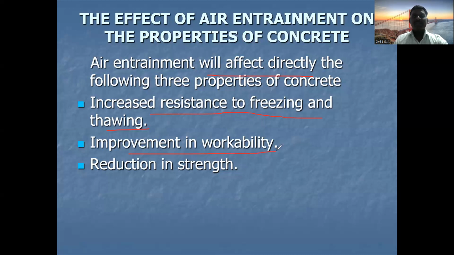The improvement in the workability. Again, the effect of air entraining is improvement in workability. Workability of concrete is nothing but the flowing of the concrete. And the reduction in the strength. So these are the effects of air entrainment on the properties of concrete. Reduction of strength, improvement of workability, and resistance to freezing. These are the very important effects on the concrete.